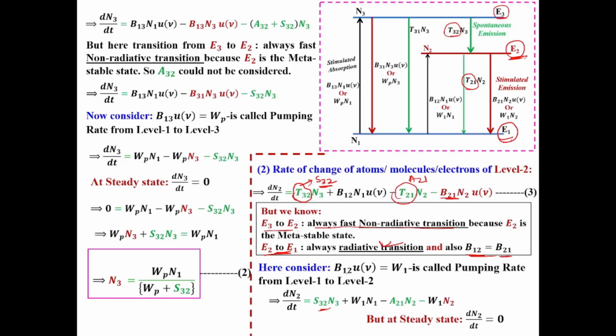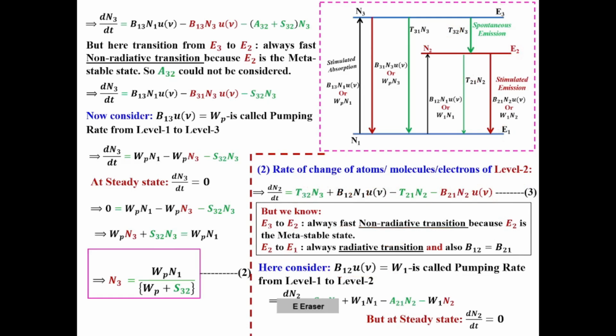So here B21 can be written as B12. And here we considered B12 u mu equal to W1. So B21 or B12 into u mu equals W1. So equation number 3 will be rewritten as dN2 by dt equals S32 N3 plus this term, which is W1 N1, minus this term, A21 N2, minus this term, W1 N2.